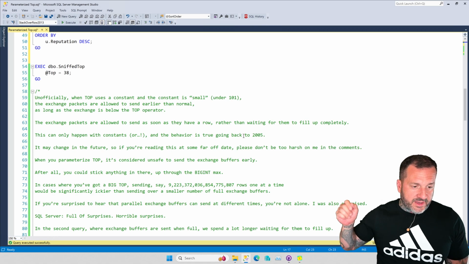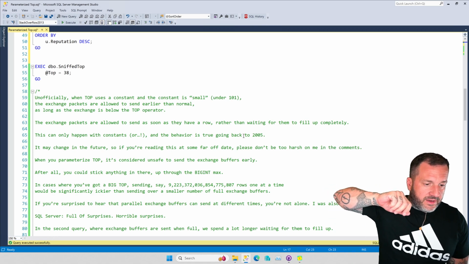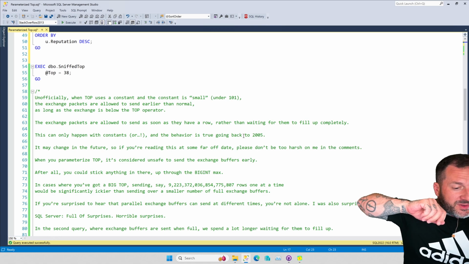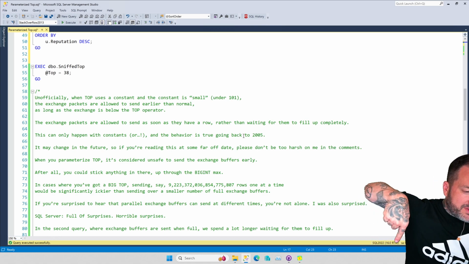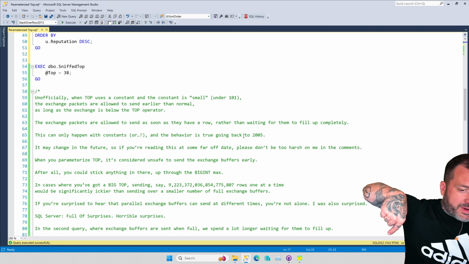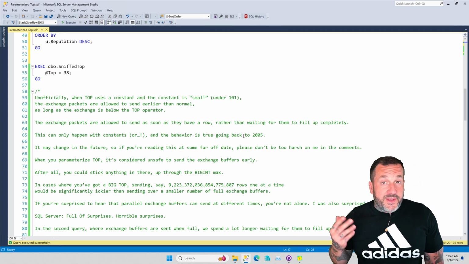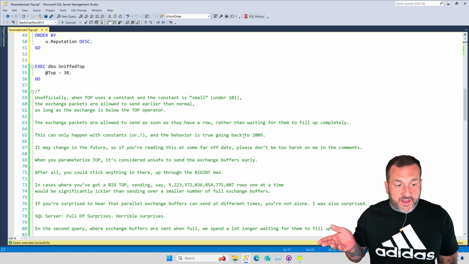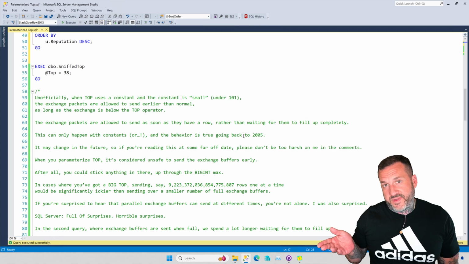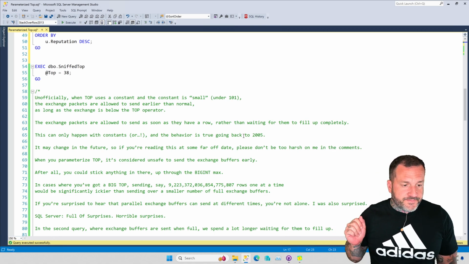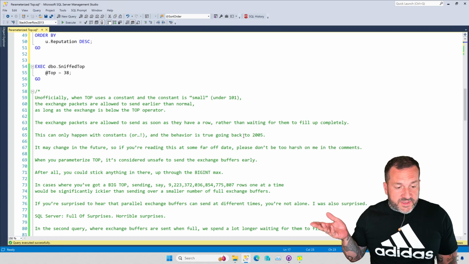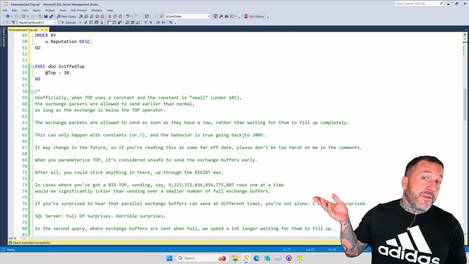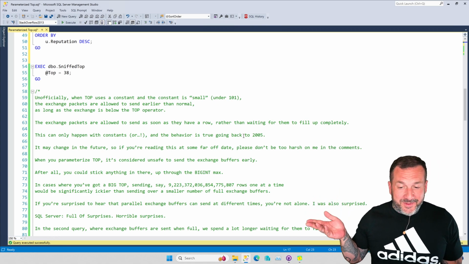I'm, of course, doing my testing on SQL Server 2022 version 16, which you can see if you look right there under my armpit. It may change in the future. So if you're reading this at some far-off date and Microsoft has decided to fix this stupid issue, then I'm wrong all of a sudden. Well, sorry. I was right for a long time, though. So I had that going for me.